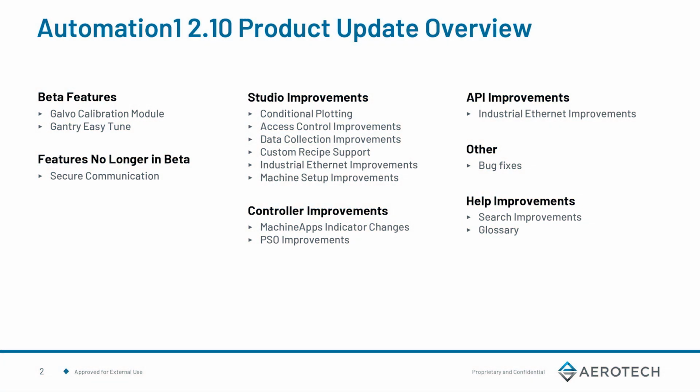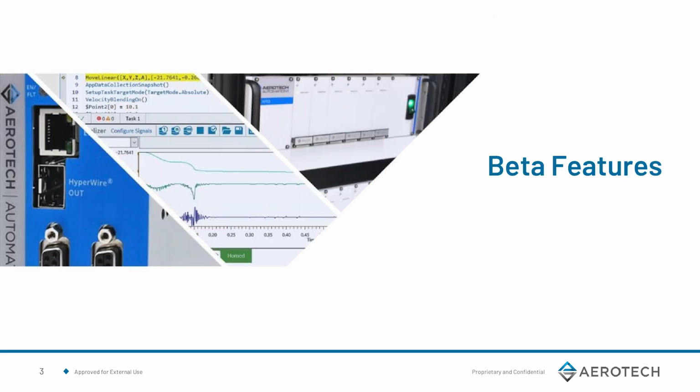Today, we'll be going over a few of the key features released in 2.10. Secure communications are no longer in beta as of 2.10. Galvo Calibration and EasyTune saw some changes and are currently still in beta. We also saw several improvements in Studio, including the new Conditional Plotting feature and custom tuning recipes. We also saw several improvements to our controller and APIs.